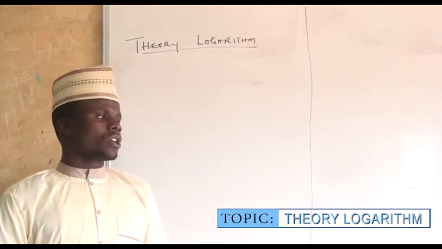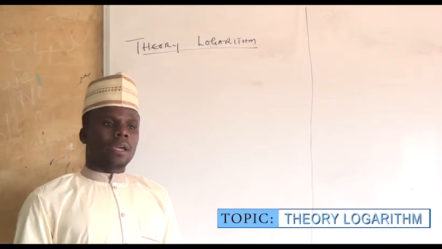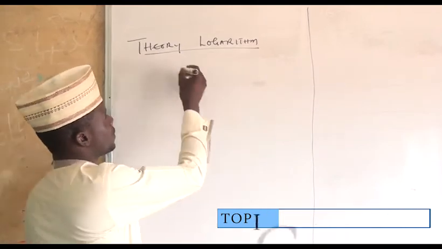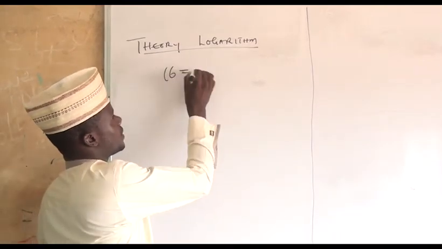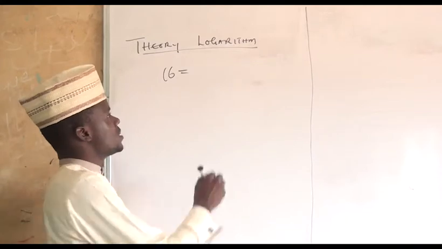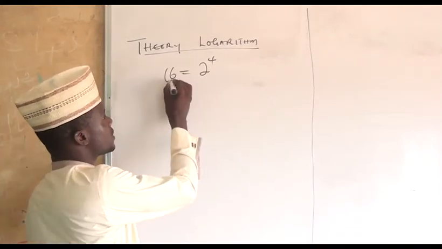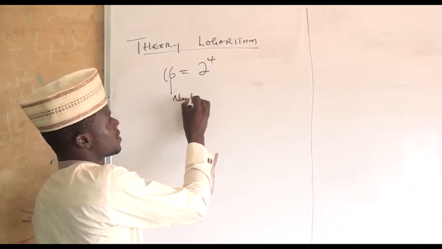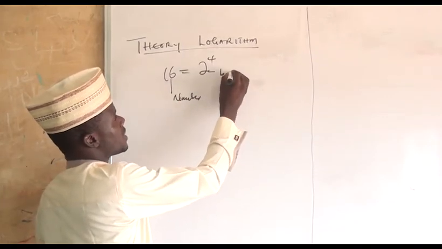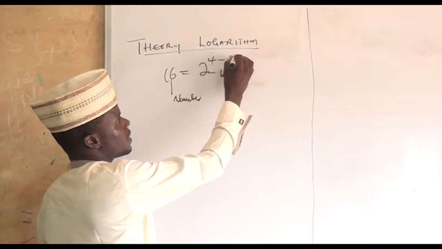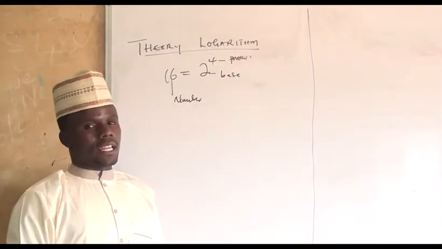So indices, if you can recall, the index notation of, let's say, 16 is 2 to the power of 4. Here we can call 16 the number, while 2 we call the base, while 4 we call the power in an indices.